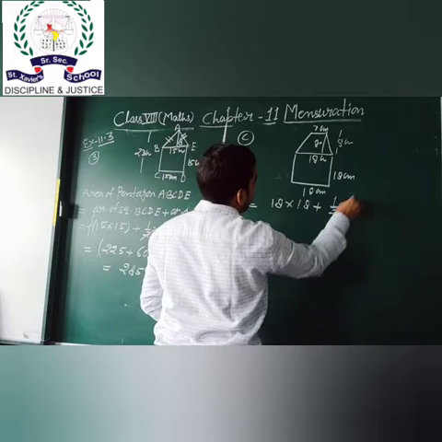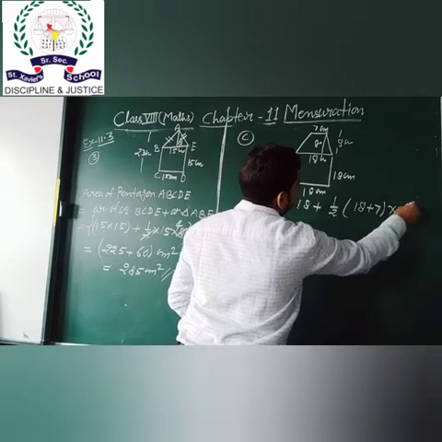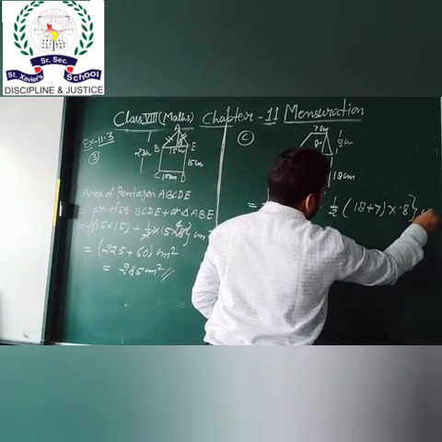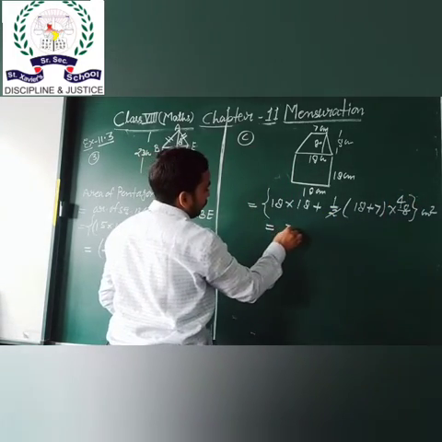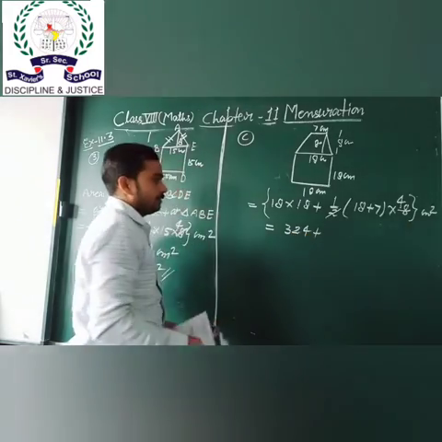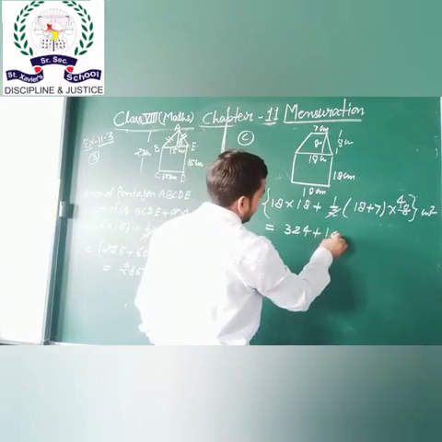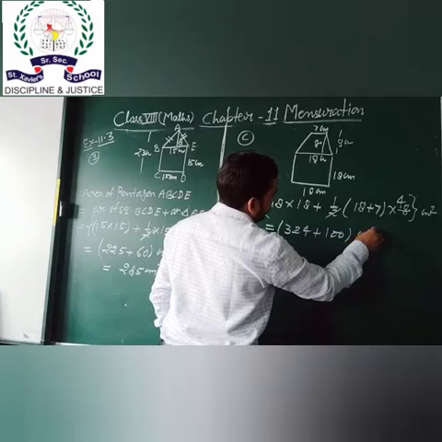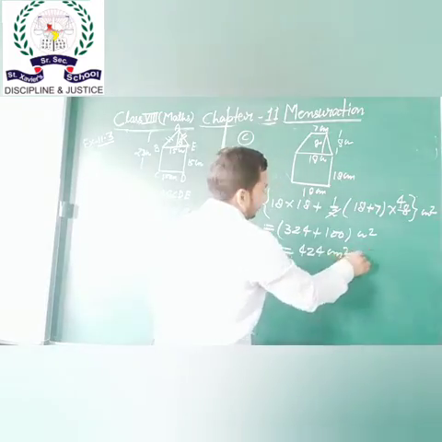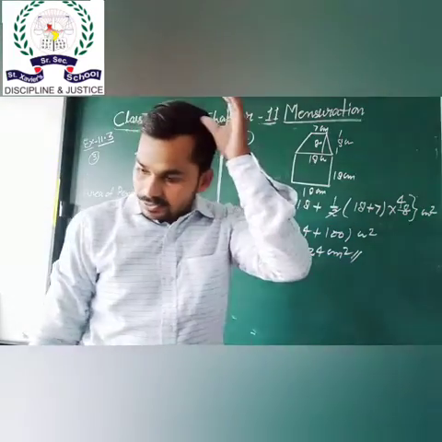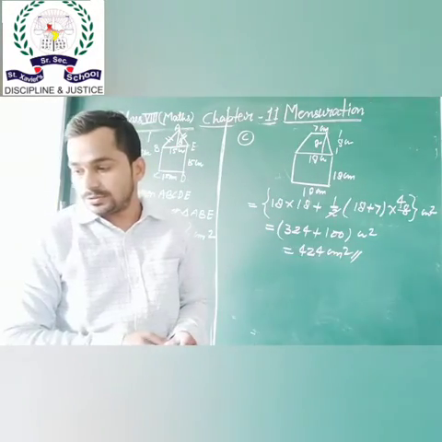So 1 upon 2, sum of the parallel sides 18 plus 7, and the distance between them is 8. So 2 fours are 8, 18 18s are 324, plus 18 plus 7 is 25, 25 fours are 100. So 324 plus 100 equals 424 centimeter square. So the area of this figure is 424 centimeter square.